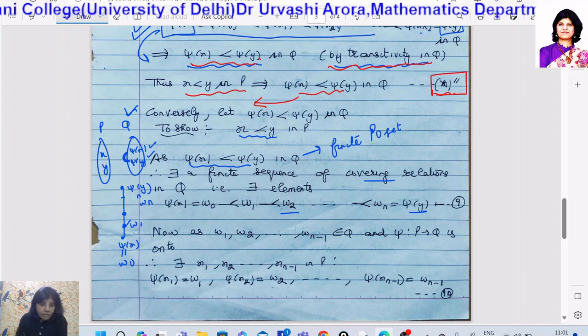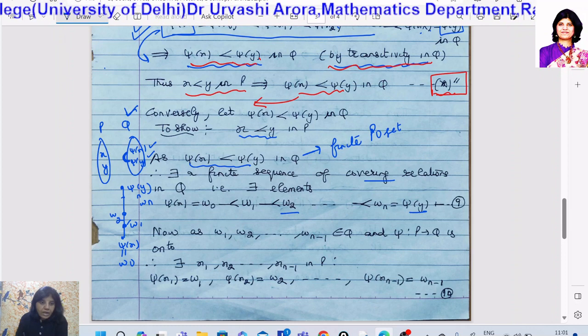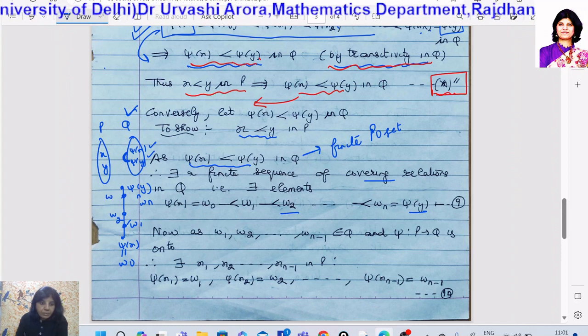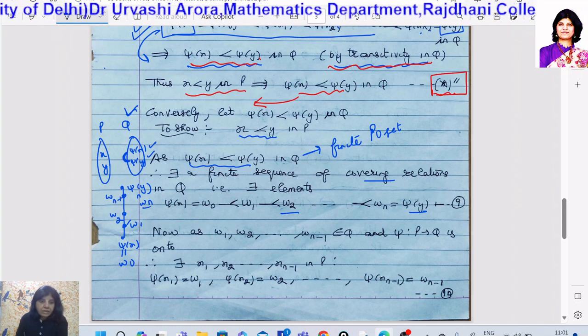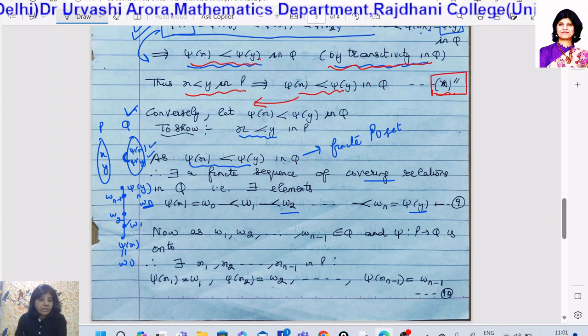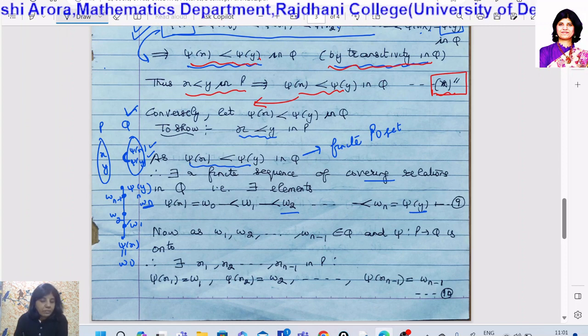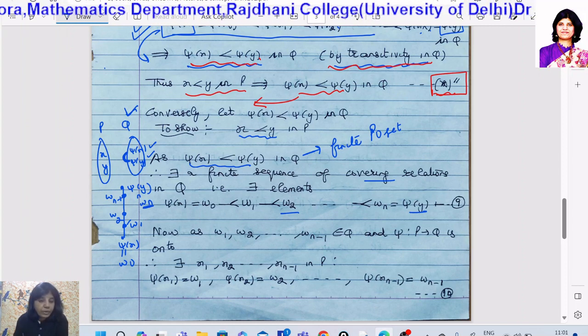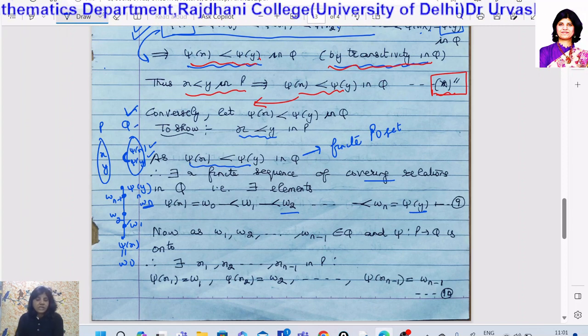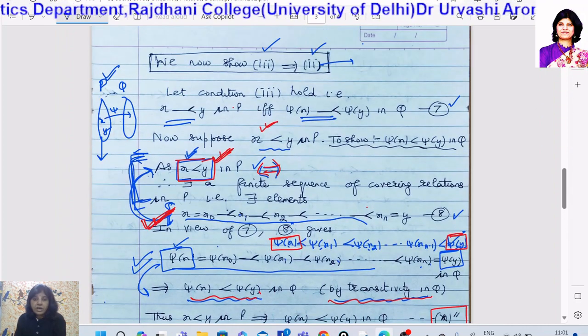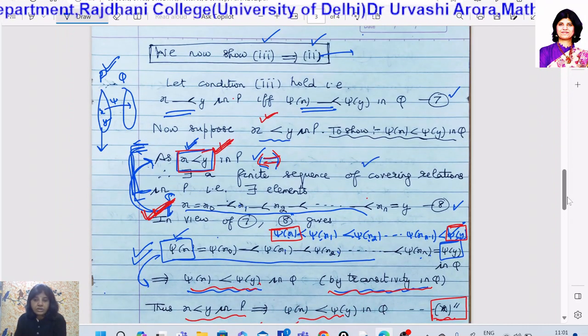So you can find W1, W2, and so on. The second last element will be Wn minus 1, and the last element is Wn. All these Wi's, W naught, W1, W2, Wn minus 1, Wn, are elements of Q. This is just by using the result which we had used just before this.